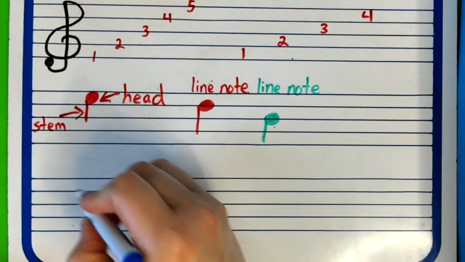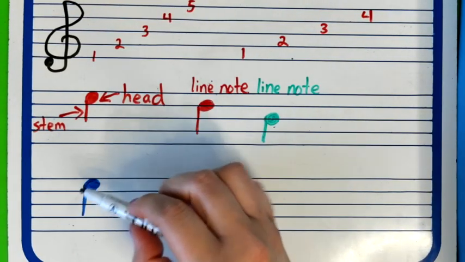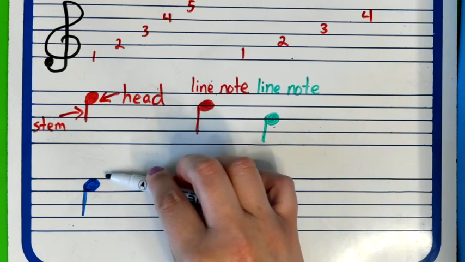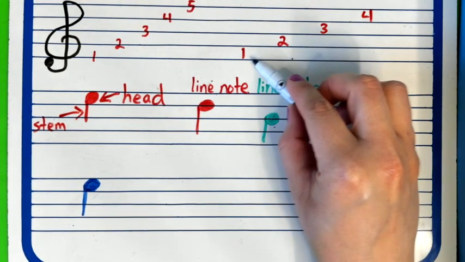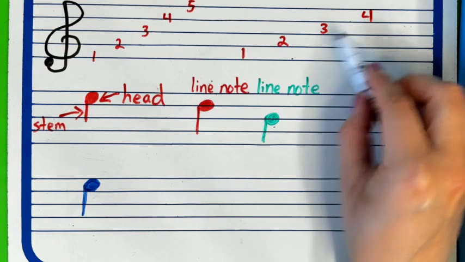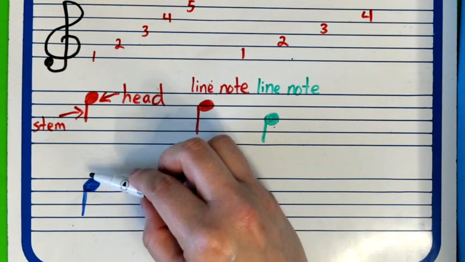Now a space note. A space note lands between the lines. It's basically any note that lands between these 4 spaces. It lands between the lines.